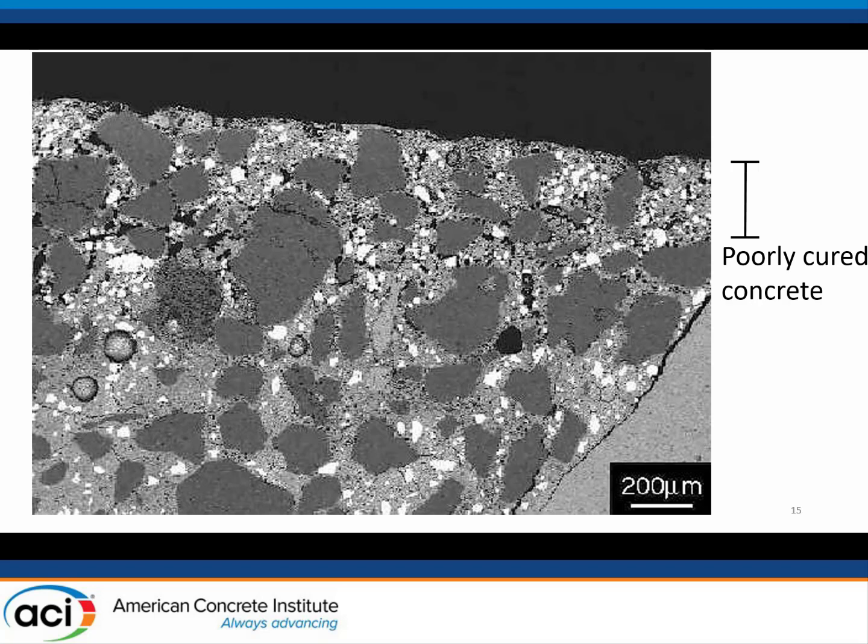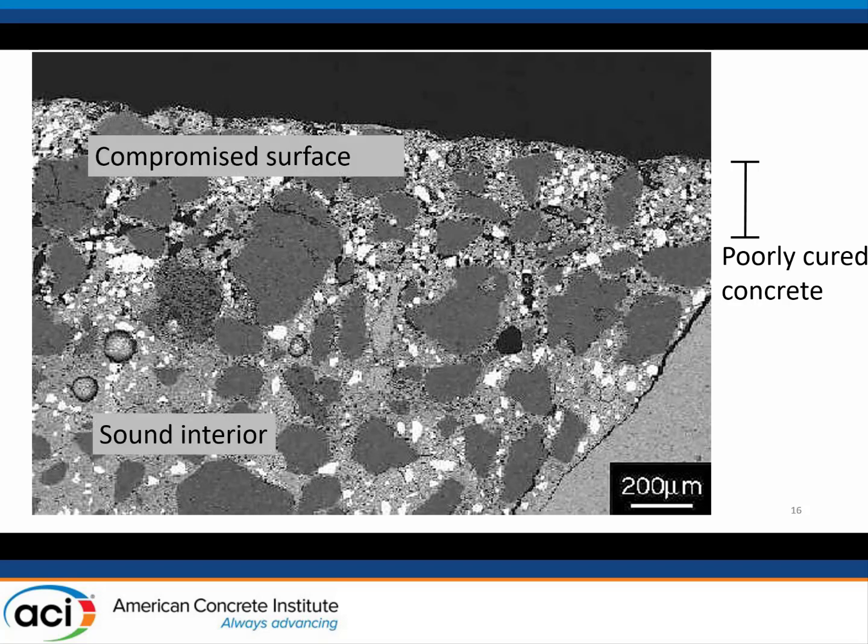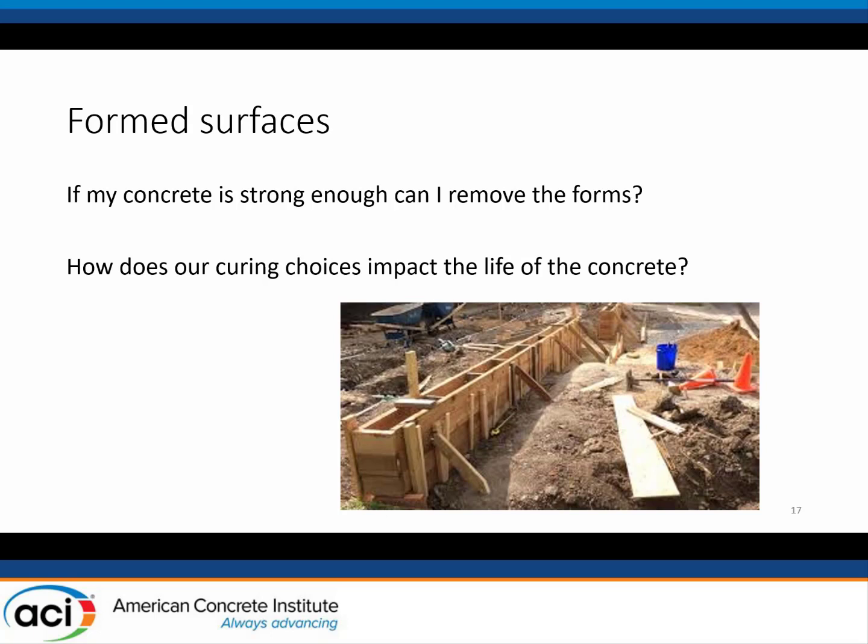See all the cracks up there at the top compared to the bottom? That's why we say the top has a compromised surface, a compromised skin. Some would argue that skin is the most important part for durability of our concrete. So now let's get into something we care about, walls. Talk about walls today.